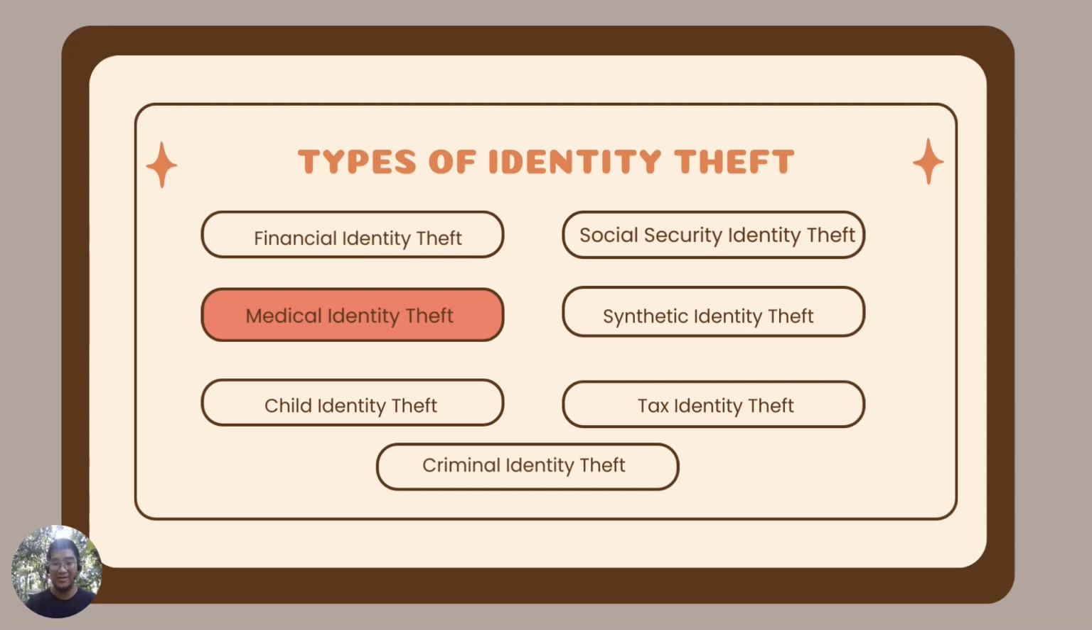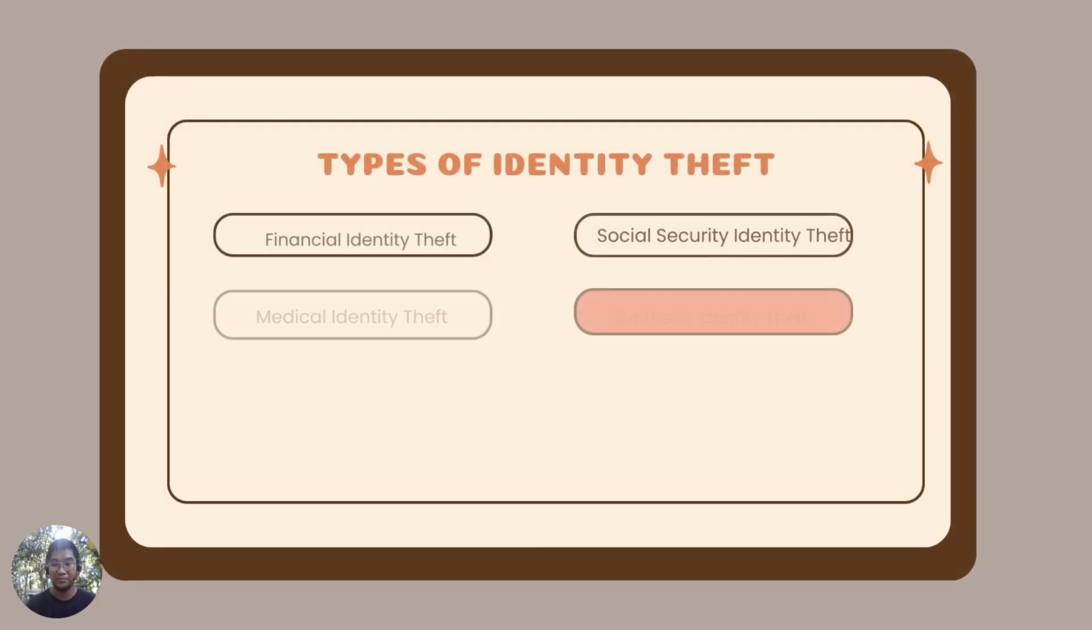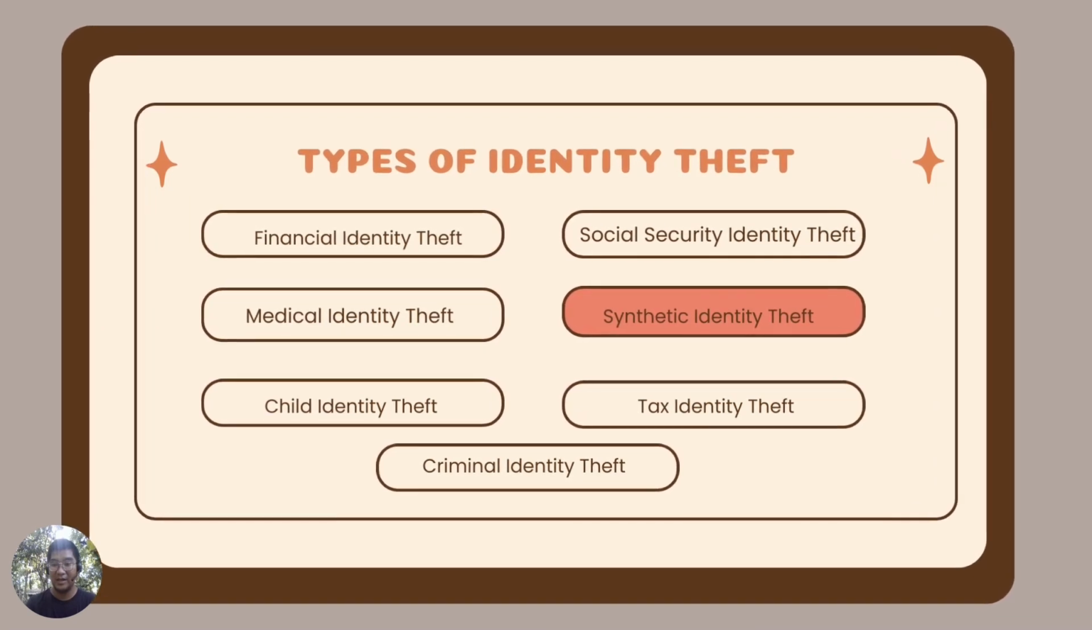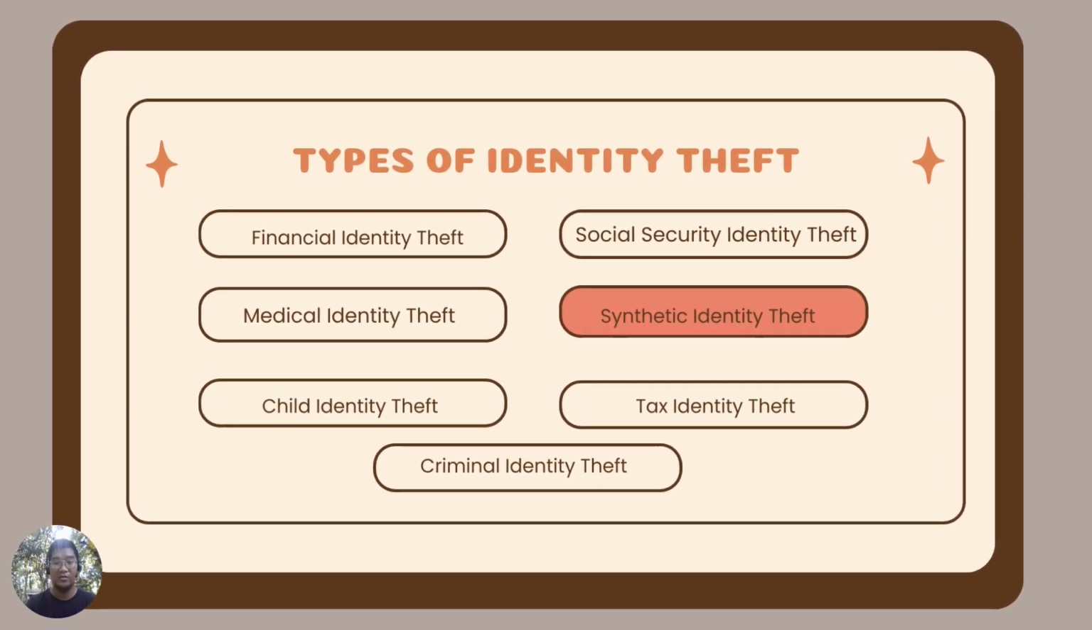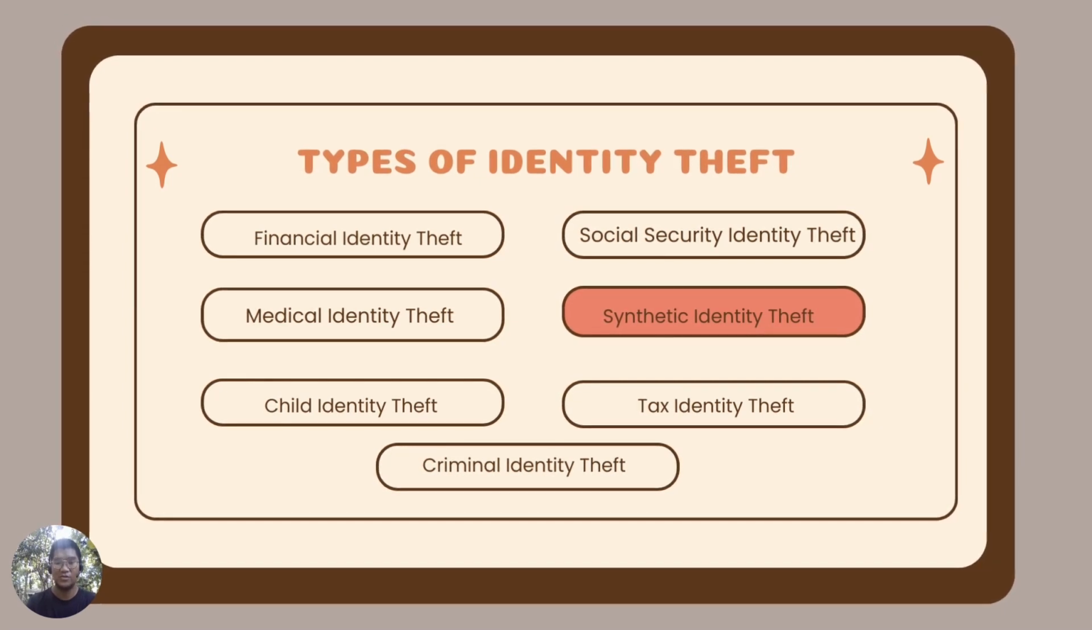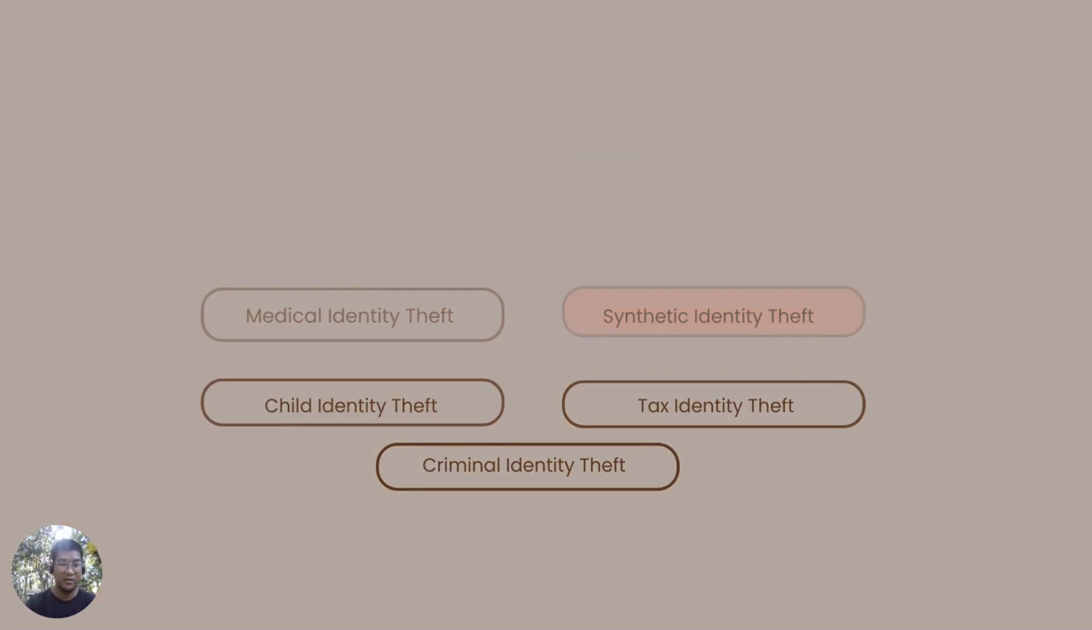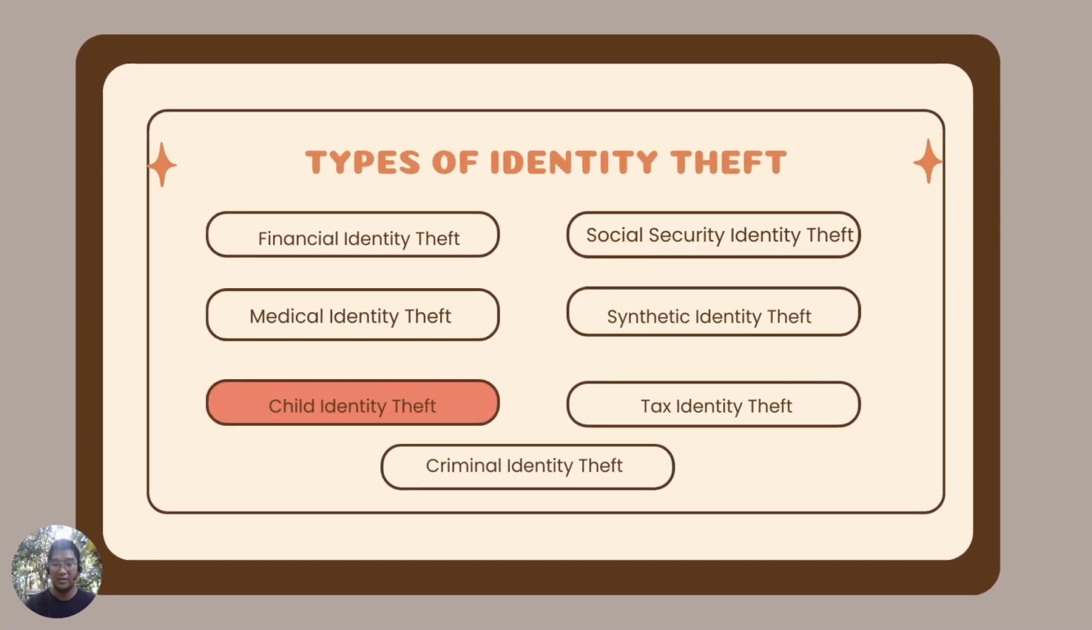So number four is synthetic identity theft. Synthetic identity theft is a type of fraud in which a criminal combines real, usually stolen, and fake information to create a new identity, which is used to open fraudulent accounts and to make fraudulent purchases. Synthetic identity theft allows the criminal to steal money from any credit card companies or lenders who extend credit based on the fake identity.